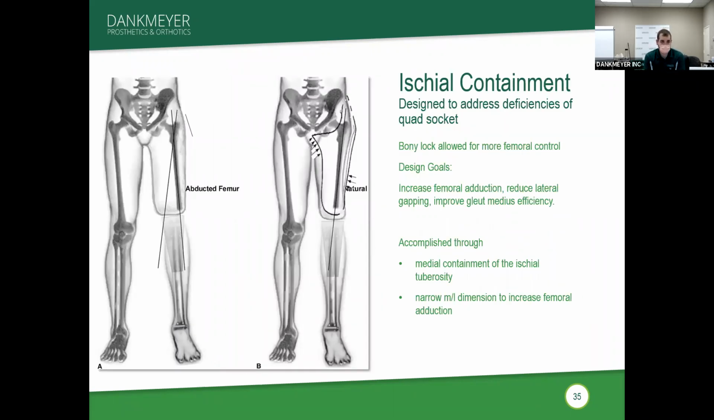So ischial containment, and again, that's that bony lock of containing the ischium and/or ramus within the socket. These trim lines are higher. The goal of the ischial containment is to increase that femoral adduction. The socket also comes up higher over the trochanter to help force that adduction as well. And then the medial-lateral dimension of the socket is narrowed to help provide that distal lateral force to adduct the femur.